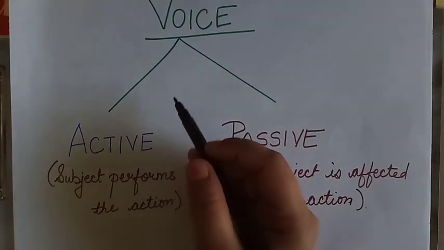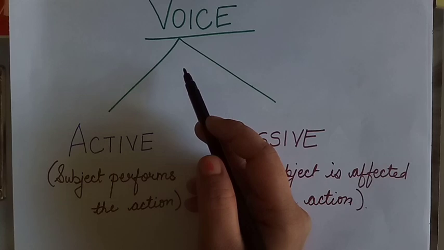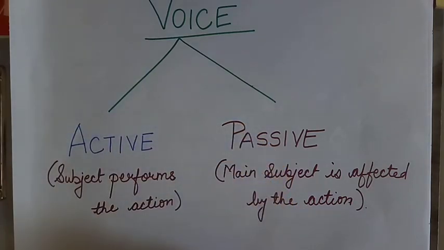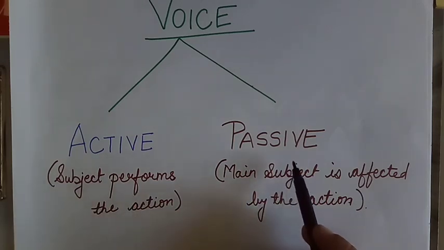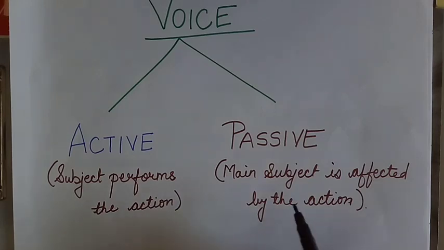Voice. In grammar, voice refers to the form of a verb that shows whether the subject of a sentence performs the action or is affected by the action. In active voice, the subject performs the action, whereas in passive voice, it is affected by the action.